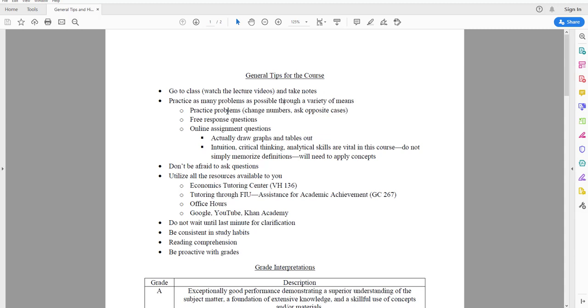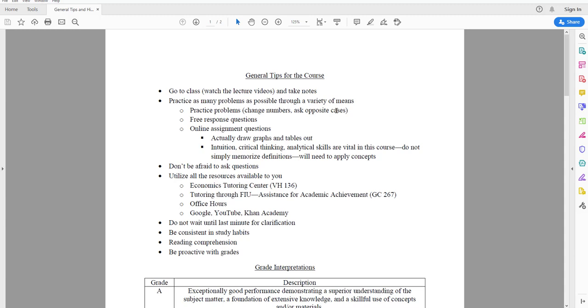You can easily double and triple the amount of questions from these practice problems by changing a few of the numbers, asking the opposite cases. So what happens in the opposite case? If we have a decrease in demand, what would happen in the opposite case with an increase in demand, and etc. And these practice problems, once again, I don't collect them. They're just for your own sort of benefit. You do them out of your own time, out of your own volition.